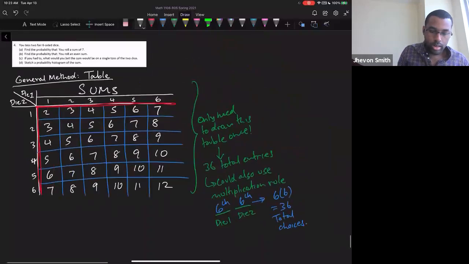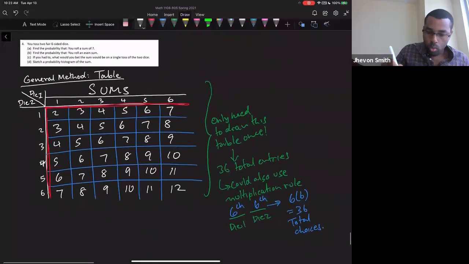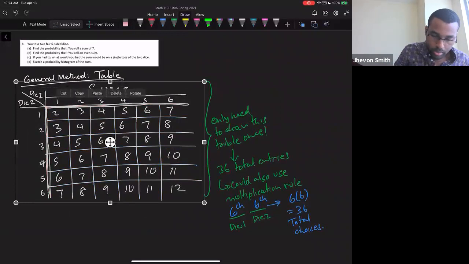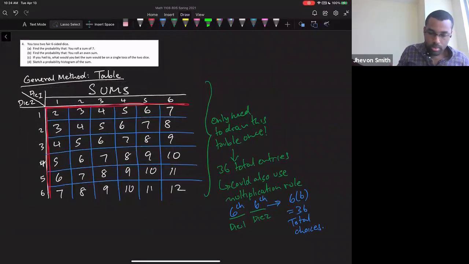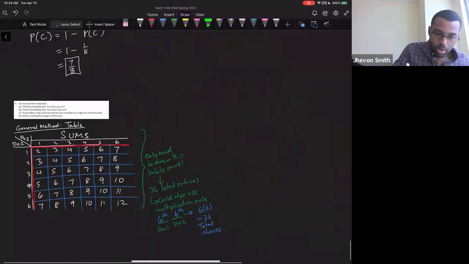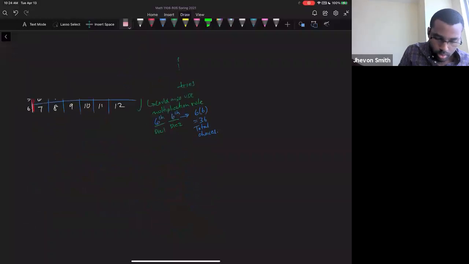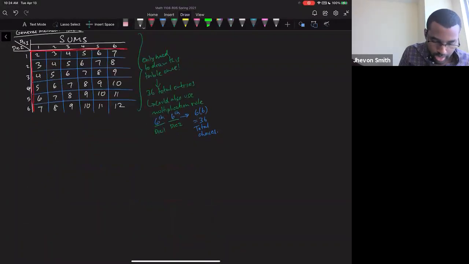And now, once we have that table, and again, you only have to draw it once, but I'm going to copy it several times so you can see what I'm talking about. Once you have that table, you can move on and answer the problem. So like A, I think that's going to be a big A.